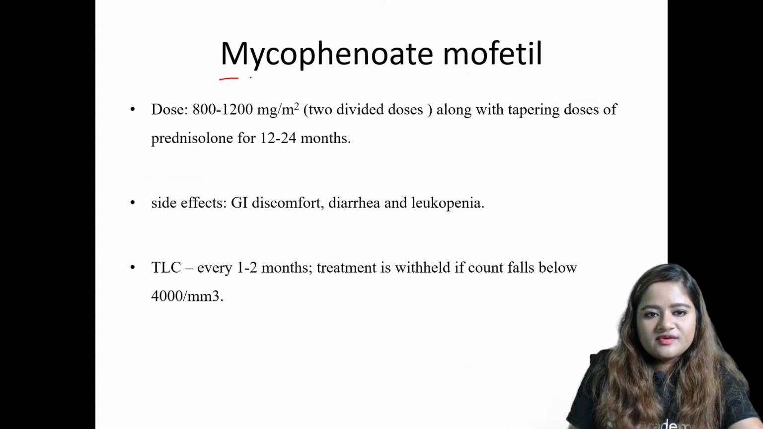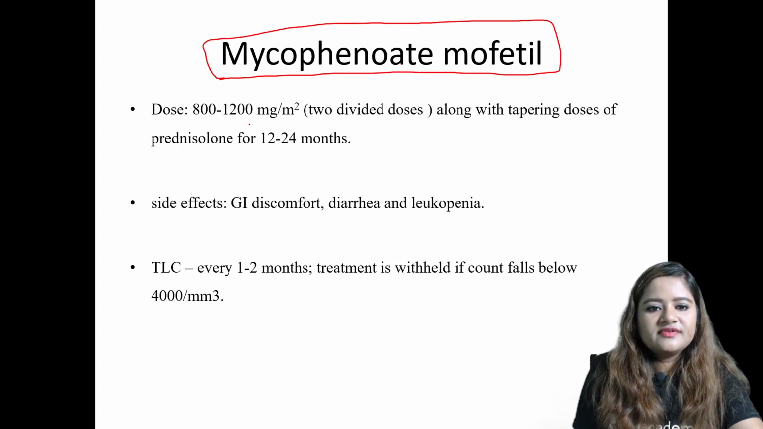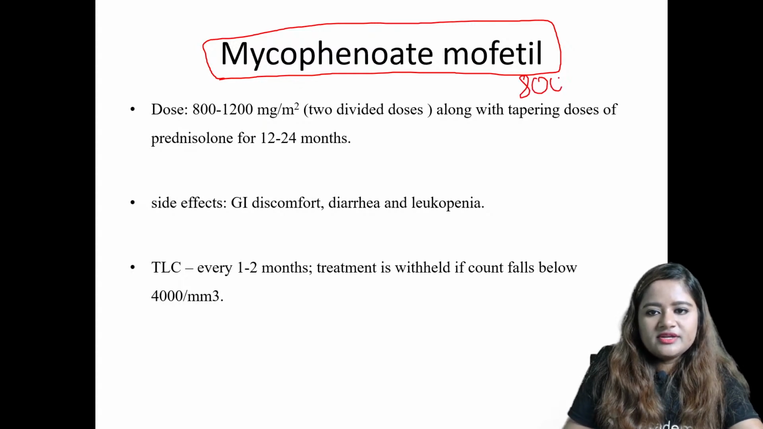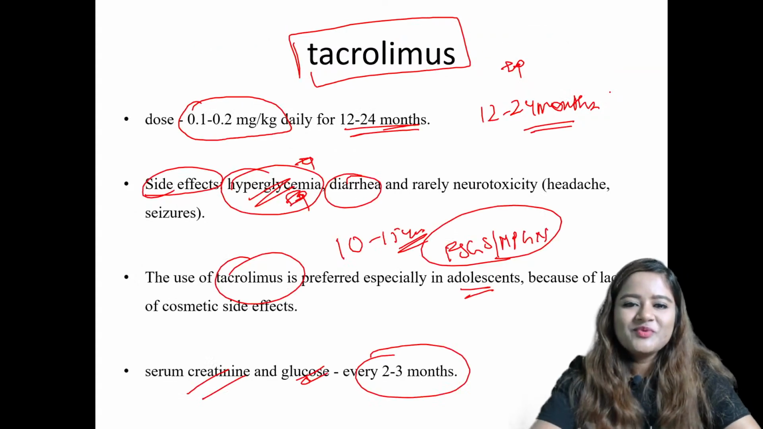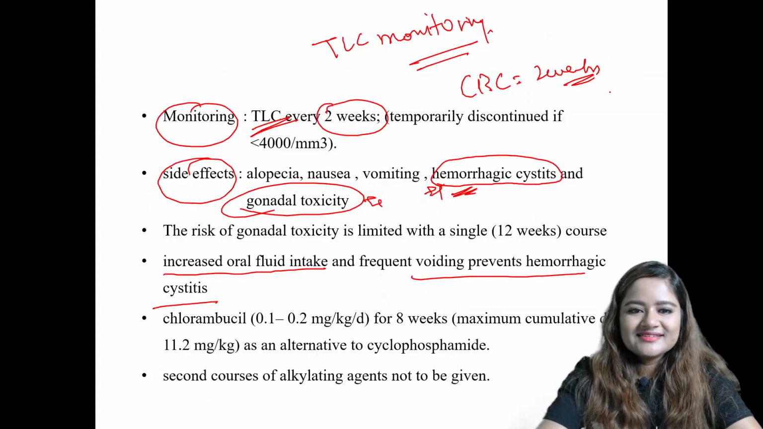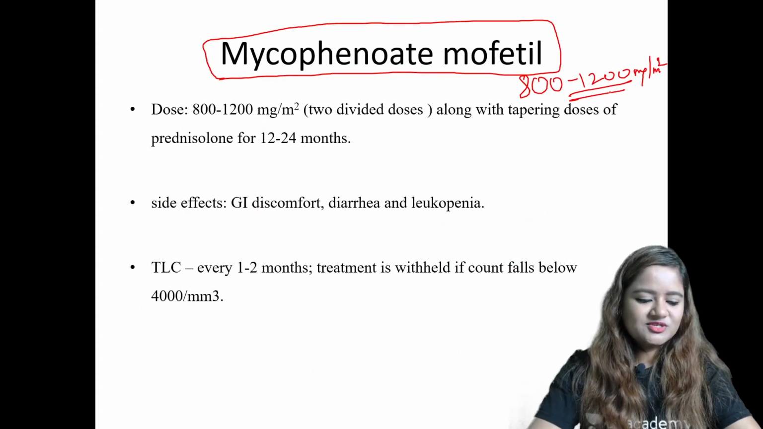Then we have MMF again as a second line drug. So what is the dose of MMF? It is given as per the body surface area. So please remember the dose is around 800 to 1200 milligrams per meter square. Okay? Cyclophosphamide was 2, cyclosporin was 4. Okay? Cyclophosphamide was 2 mg per kg per day. Cyclosporin was 4 mg per kg. Tacrolimus is 0.2 mg per kg.